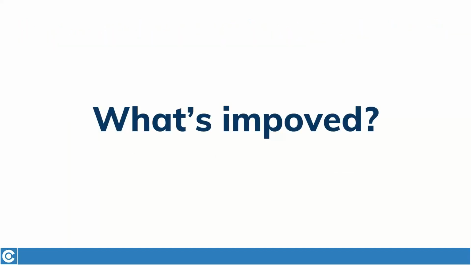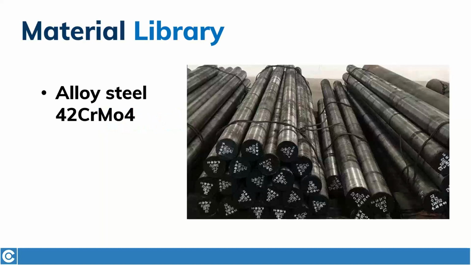In CENOS version 2.7.2, we have also improved some of our existing functions. After multiple requests from our users, we have found and added the material properties of a very commonly used chromium molybdenum alloy steel, 42 chromium molybdenum 4. If there is anything else you need regarding the materials, please contact us and we will possibly include them in the next release.